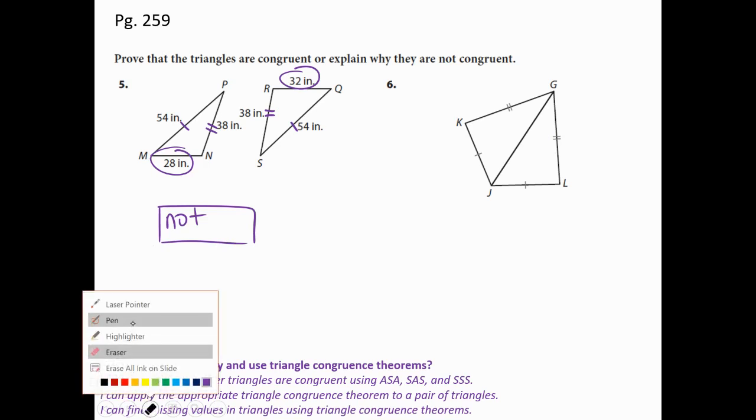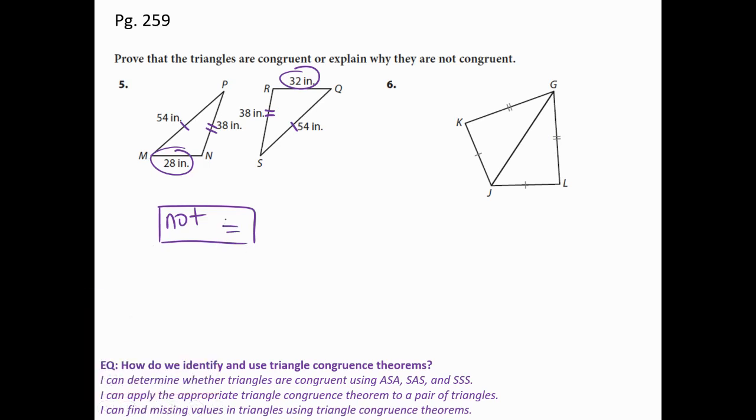The last one, you're going to see this happen a lot when triangles share a side. You should basically pretty much mark it right away. And that side that they share gives us side number 3. We have side, side, and then side. So this one is yes by side, side, side.